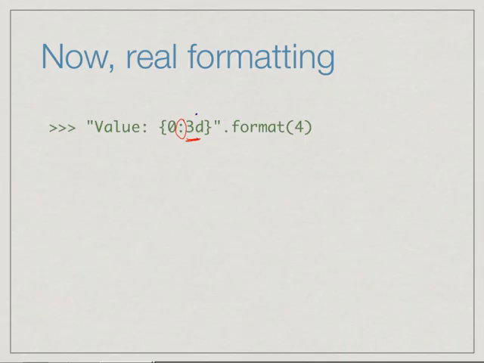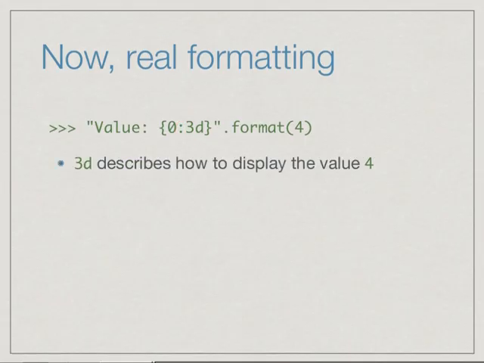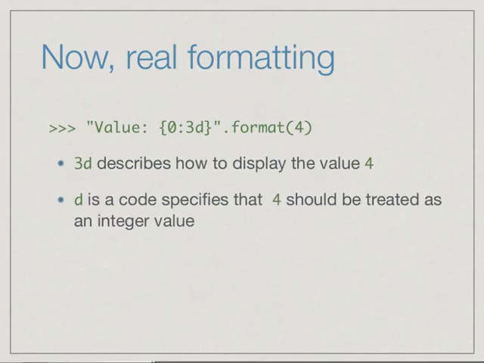So this has two parts. Here we see a 3 and a D, and they mean different things. The 3D as a whole tells us how to display the value that is going to be passed here. That's the first thing. D is a code that specifies, I think it stands for decimal. So D specifies that 4 should be treated as an integer value. So we should actually display it as a normal integer value, namely a base 10 integer.